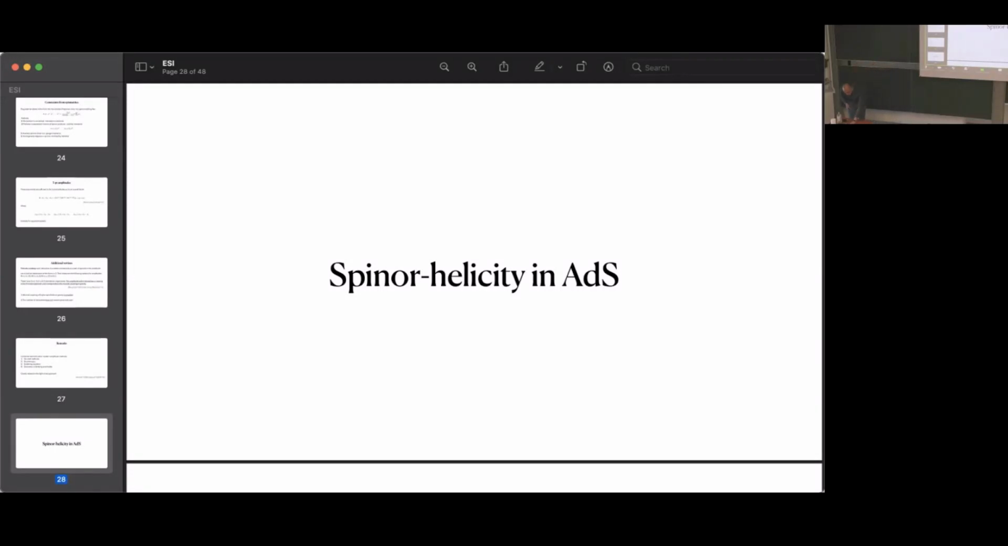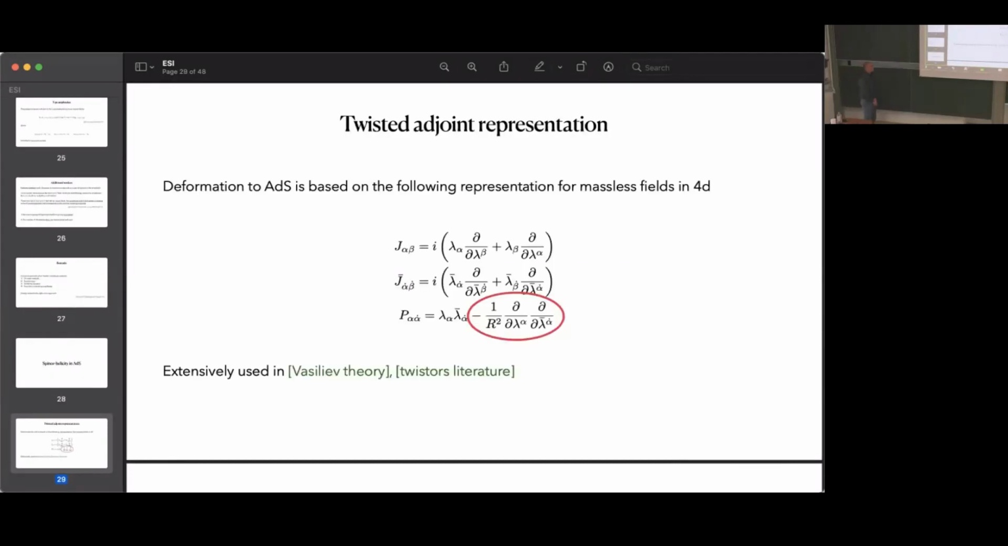Okay, so we are going to spinor-helicity in AdS. Many things we are going to keep. This is how SL(2,C) naturally acts, the same as it was in flat space. This piece is the way translations acted in flat space. And here what we do is add this term. The claim is that these commutation relations give us so(3,2). Moreover, the resulting representations are massless. This result is very well known. These representations are extensively used in Vasiliev theory, and they also appear one way or another in the twistor literature.